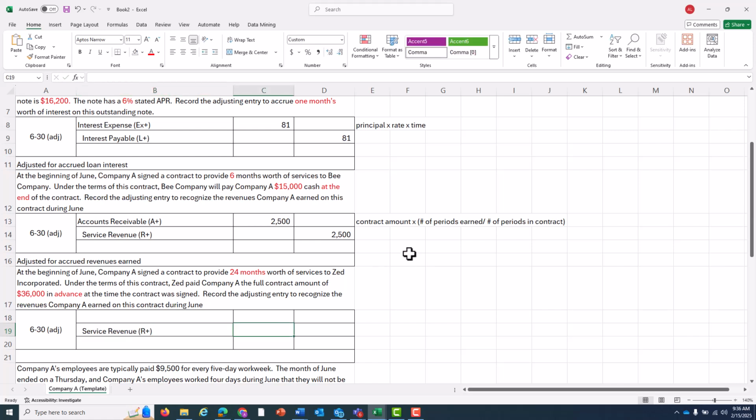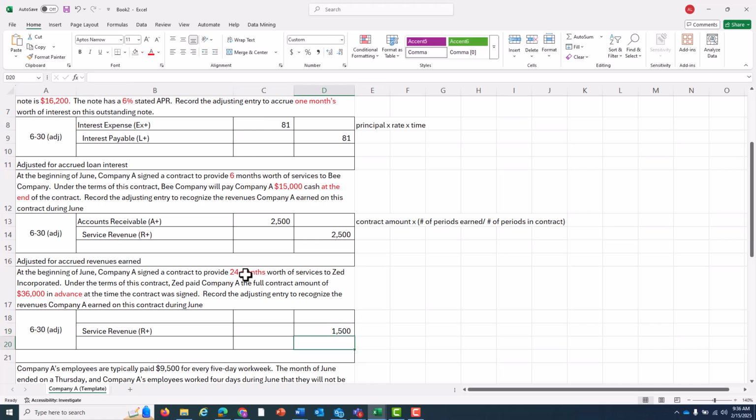service revenue equal to the proportion that we have actually earned, and we can use the same formula that we did up above. The contract amount is $36,000. We're going to multiply that by the number of periods we have actually earned. We signed this at the beginning of June, it's the end of June, which means 1 month, over the number of months in the contract, and the contract is for 24 months. So we did 1 month's worth of work in a 24-month contract, we're going to recognize 1/24 of the contract amount as actual earned revenues, and that is $1,500.